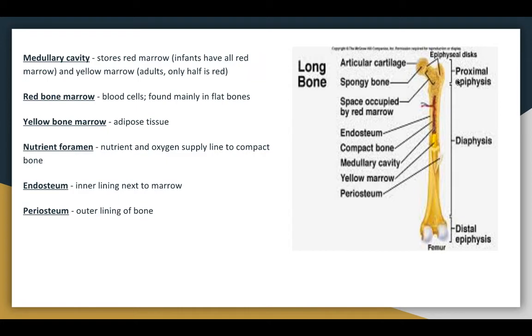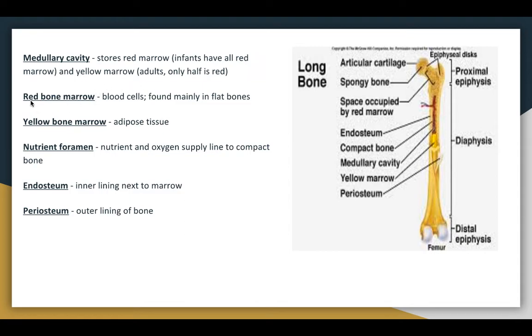Continued on here with the long bone, we have the medullary cavity. The medullary cavity, you can see, is running along the center of the diaphysis. It's where red marrow is being stored, and we can see here throughout the course of a human life, infants have all red marrow, and also in the medullary cavity you'll find yellow marrow, and in adults half of that marrow is red and the other half is yellow.